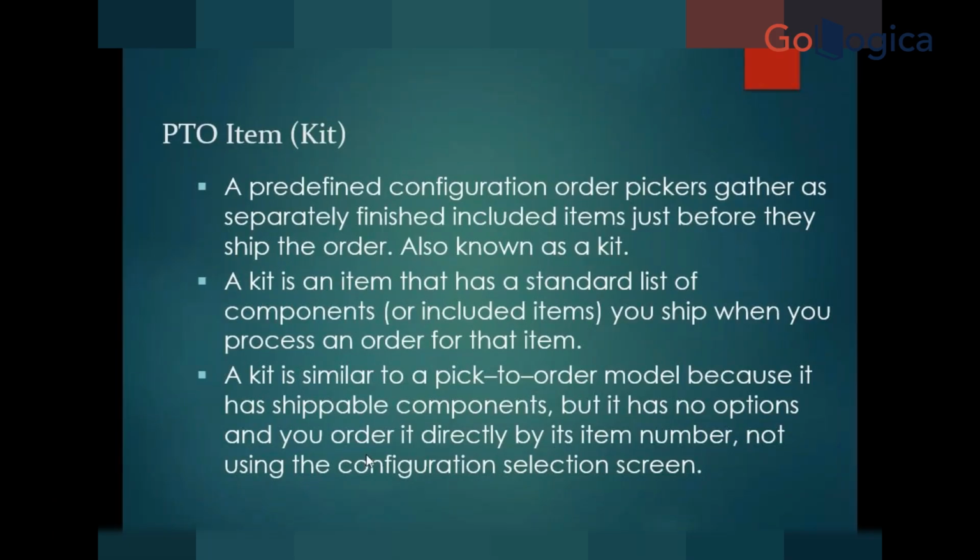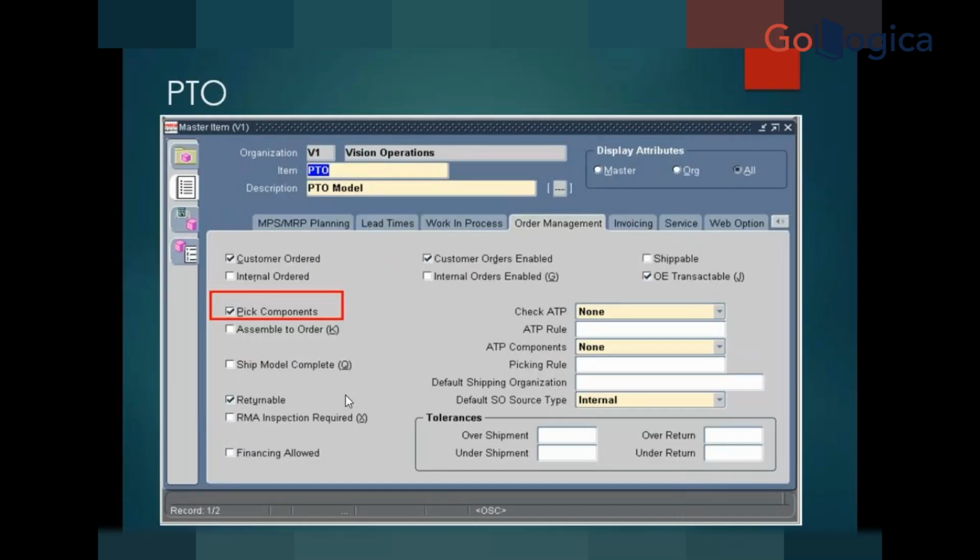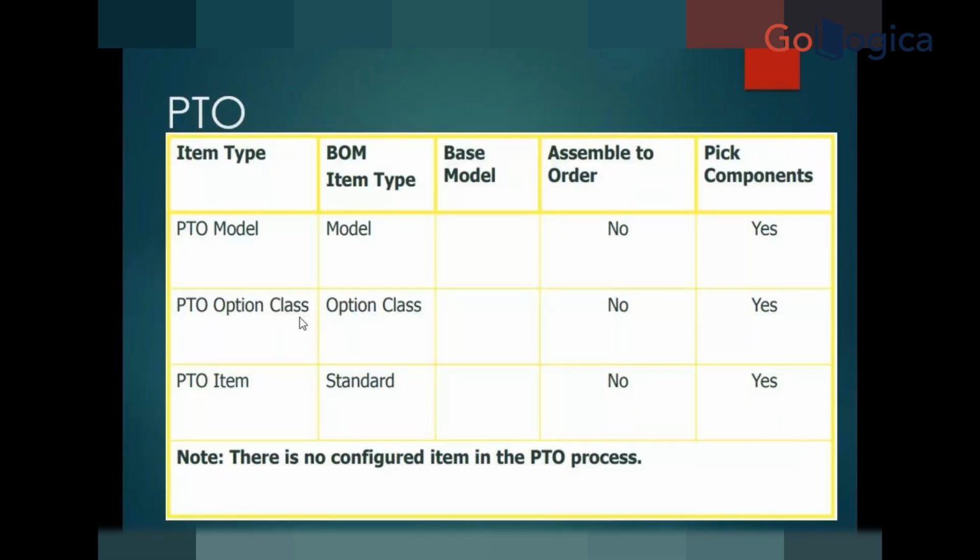So for the PTO, the difference is that we have pick components ticked for it. This is the difference between the PTO model, option class and assembled to order: assemble to order will not be checked because we are not assembling it. It's just picking up. It just acts as a separate item for us. There is no configured item in the PTO process. Configured means, like in the ATO things, we configure the things and we assemble it. Such things will not happen in the PTO. PTO is just your finished product, or like your separate product.